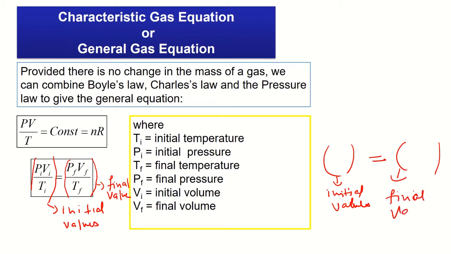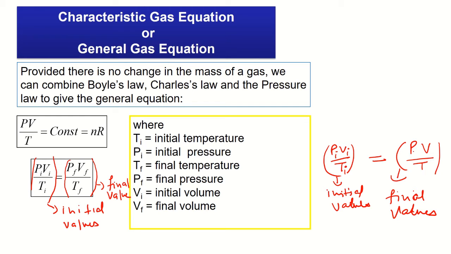They are the same as the final values. So here we are taking PV over T, and this is always constant. Here we take the initial value of the pressure, the initial value of the volume, and the initial value of the temperature, and here the values are the final values.